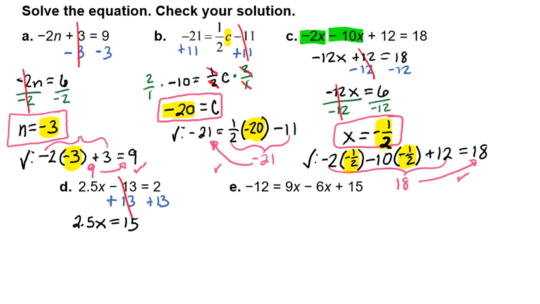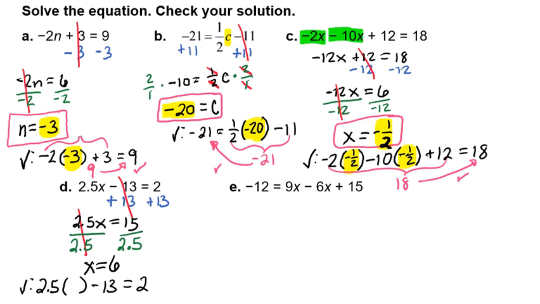Then we're going to divide both sides by 2.5. That's the inverse operation, and 2.5 divided by 2.5 is 1. So we can just write down x equals. Then when we plug in 15 divided by 2.5 into our calculator, we get a 6. And now we're ready to check our answer. So we're going to take our 6 and plug it in and see if we get the right answer.